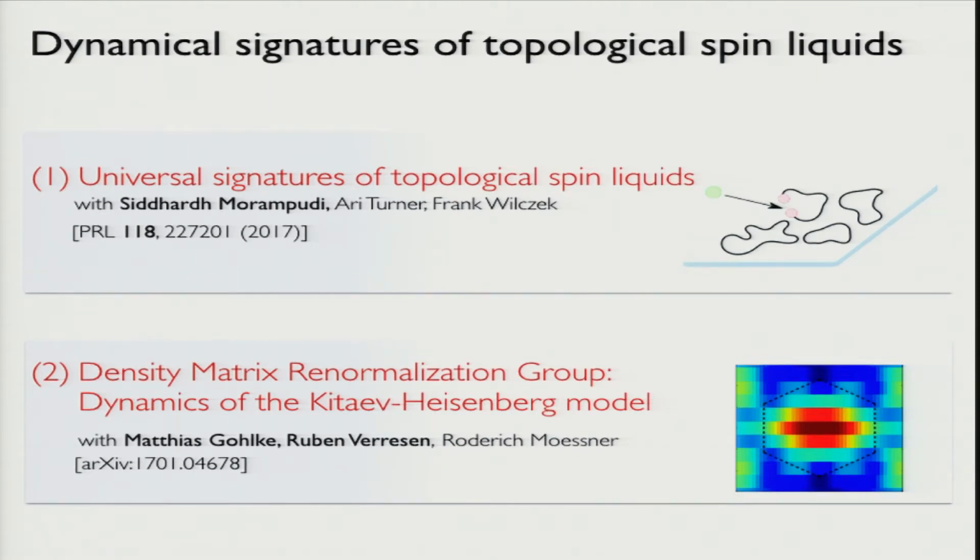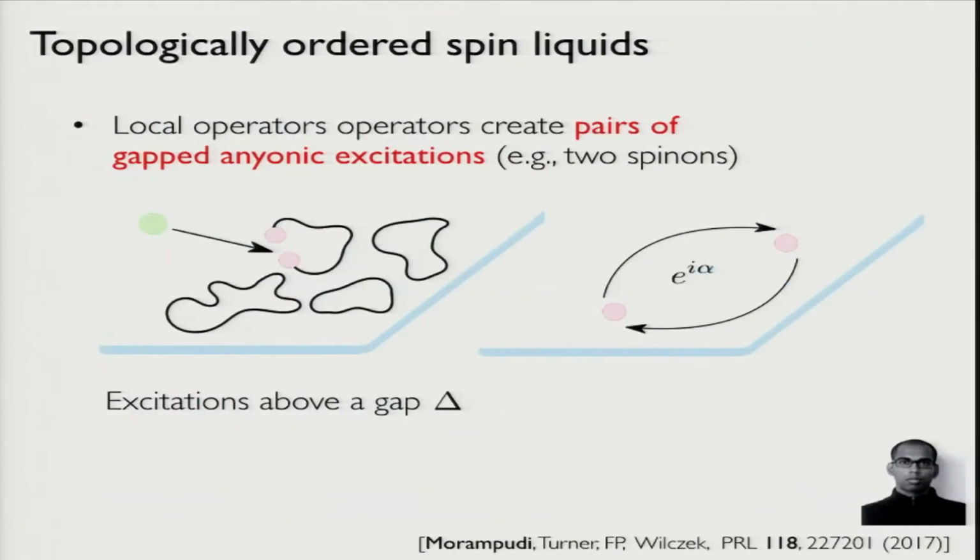In the first part, the main driving force was Siddharth Murampudi, who was a PhD student in my group back in Dresden, and he just moved recently to Boston, and also involving Ari Turner and Frank Wilczek. So let me first set up the stage for this problem. Here I want to make the assumption that we're dealing with a gapped topological state of matter.